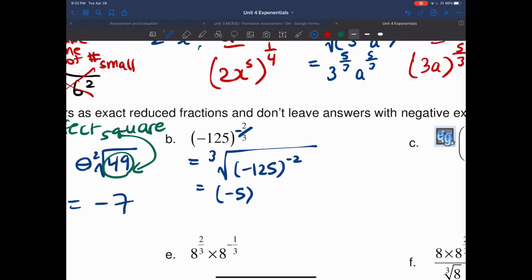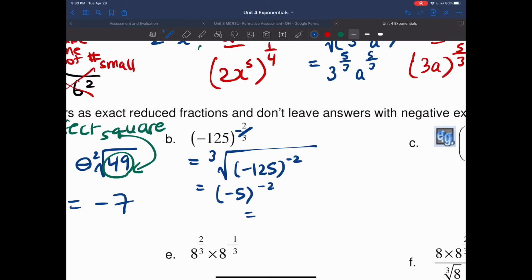Because negative 5 times negative 5 times negative 5 is equal to negative 125. We just can't take the square root of a negative number, because we can never take the root of a negative number when the index is an even number on this radical part. Okay, and so I have negative 5 to the exponent negative 2.